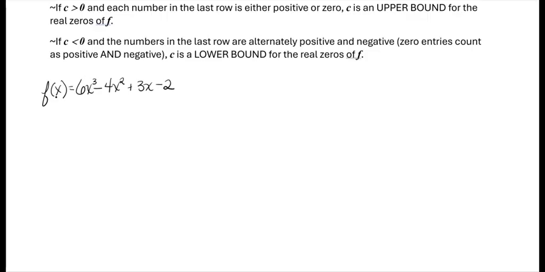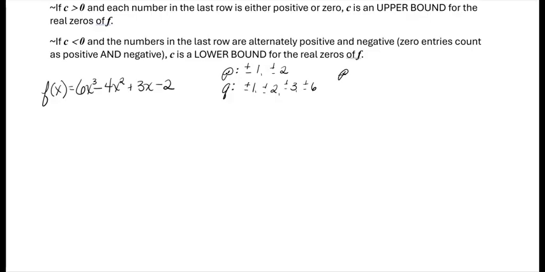So we're going to start with doing the rational zero test. I'm going to list my p's, which are the factors of my constant, which are the factors of -2, which are positive and negative 1 and positive and negative 2. And then I'm going to list my q's, which are factors of the leading coefficient, which are positive and negative 1, 2, 3, and 6.